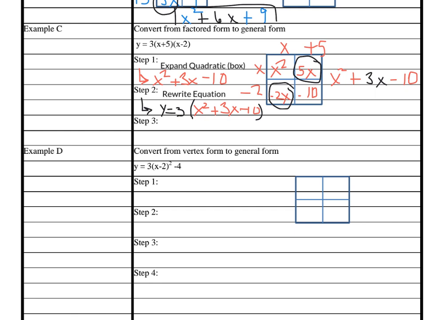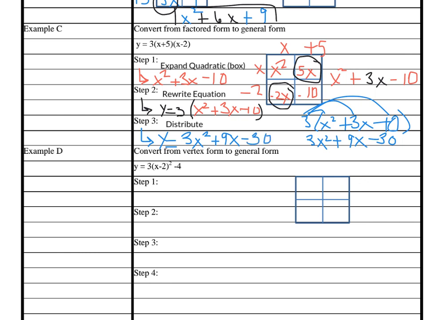Step number 3 is we are going to distribute. So we take what we had from step 2, 3 times x squared plus 3x minus 10. And we do some swoopy lines. 3x squared. 3 times 3 is 9 with the x, so 9x. 3 times negative 10 would be negative 30. So our final answer, y equals 3x squared plus 9x minus 30.